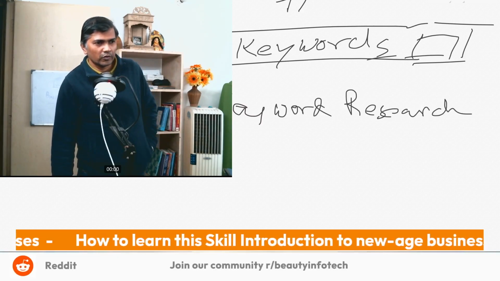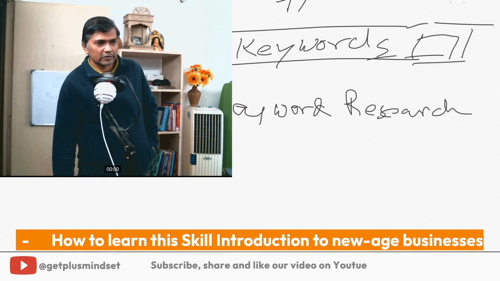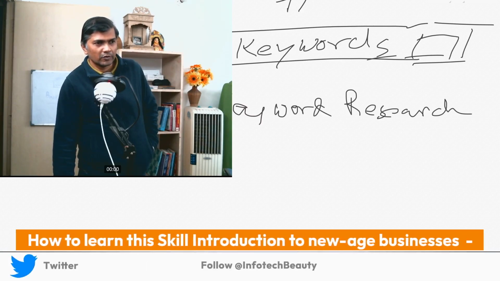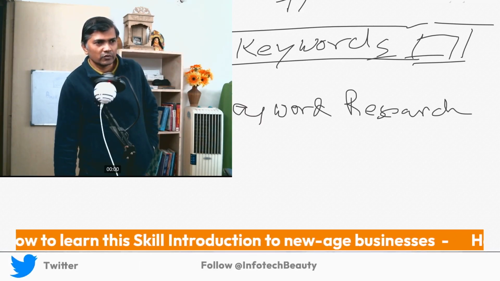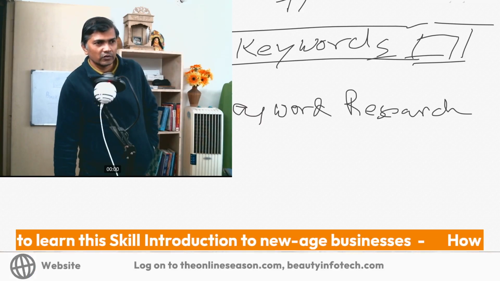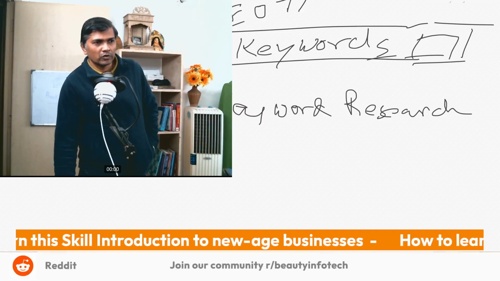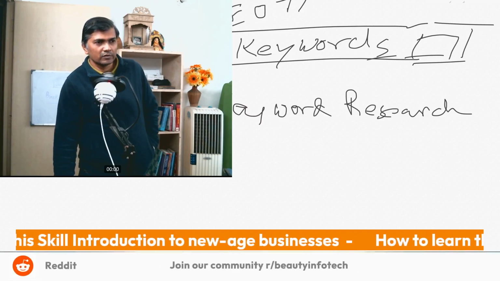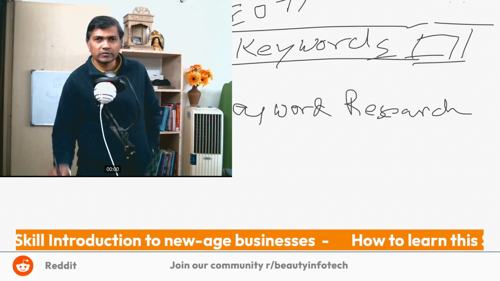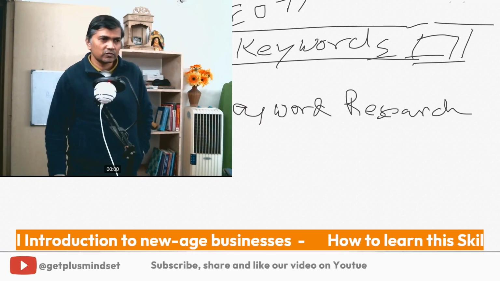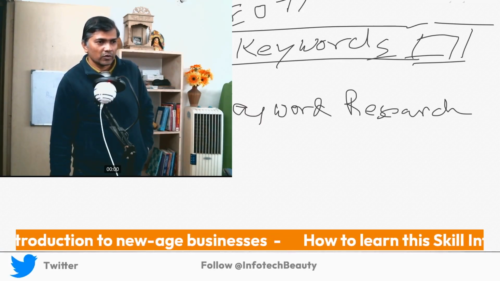Then we will talk about, this is number three. Number one, we understood what is SEO. Number two, we understood what is keyword. I think we all understood what is search engine as well. Number three is our keyword research.